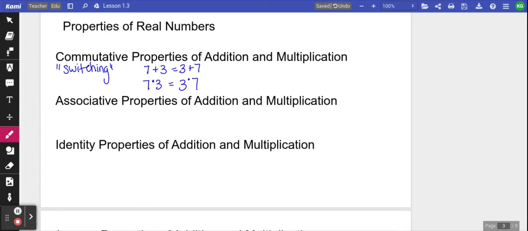So it does not work for subtraction because 7 minus 3 is 4, but 3 minus 7 is negative 4. So those are not equal. And it also does not work for division.